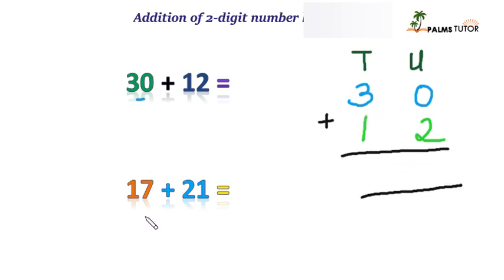So also to add 17 plus 21, we write tens and units. 17 is 1 ten, 7 units. 21 is 2 tens and 1 unit. We'll go ahead and write our plus sign so that we can add.